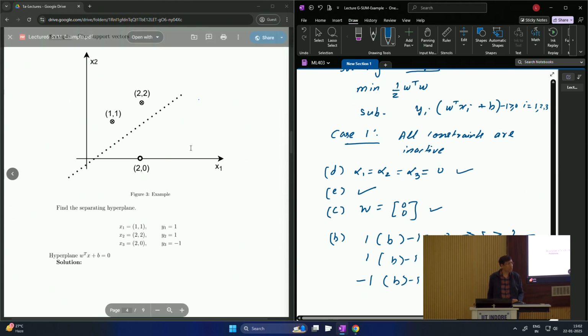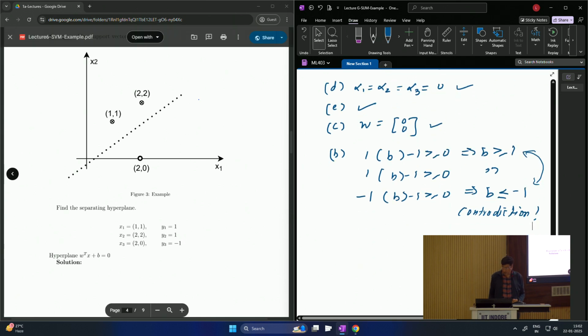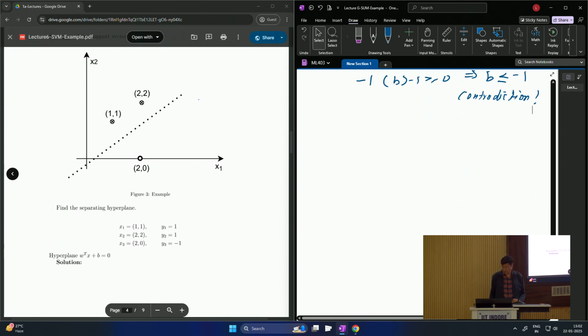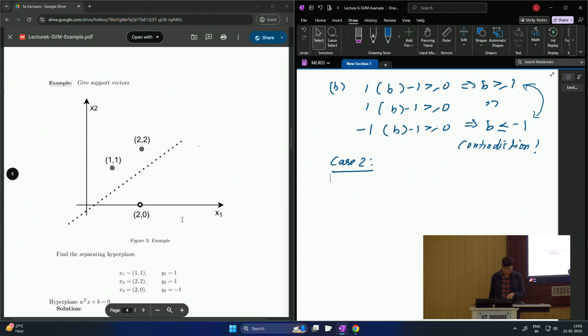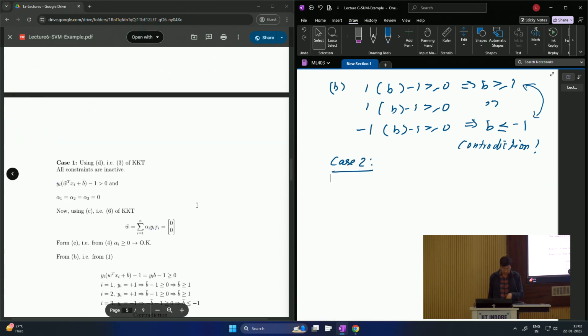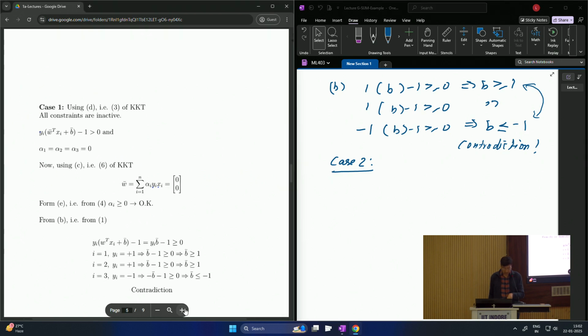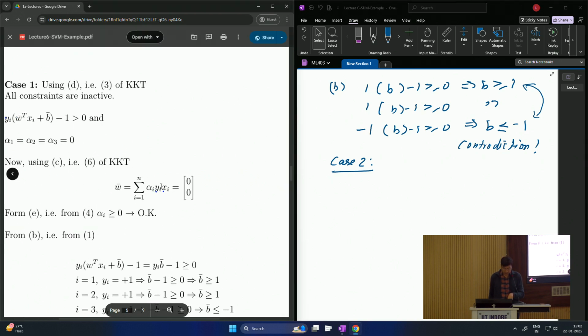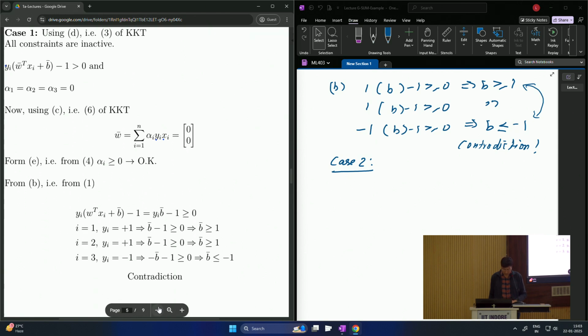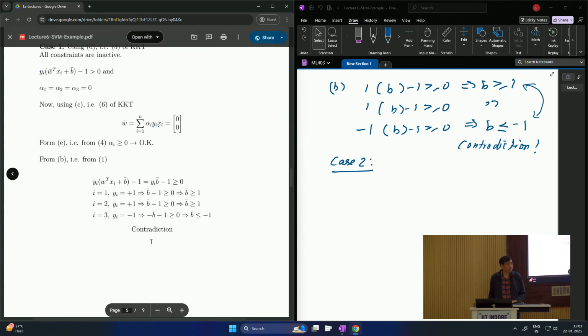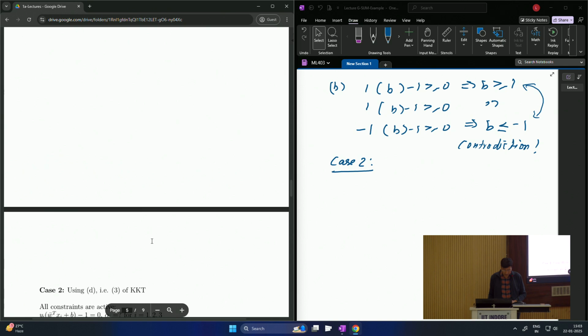Everybody with me? Okay. So now let's do a case which works. This is what is all worked out here, which I just said. You get alpha is 0, you get w 0, all alpha 0, and then you get a contradiction. Everybody fine? So let's do a case which works. So the case is that all are active.